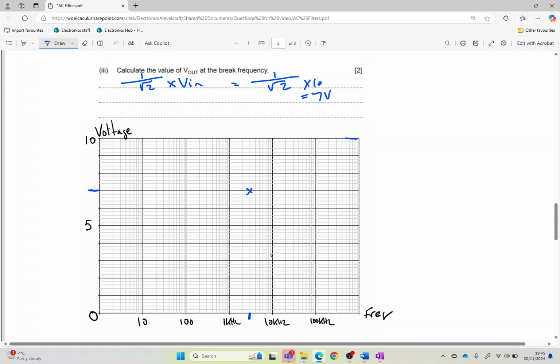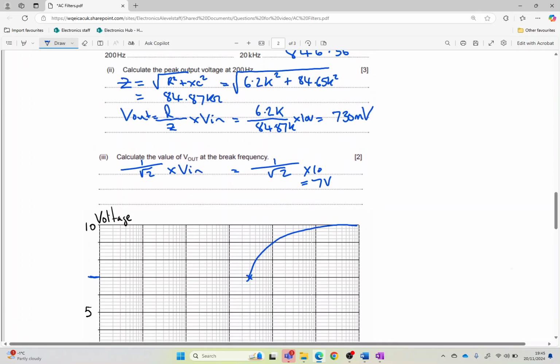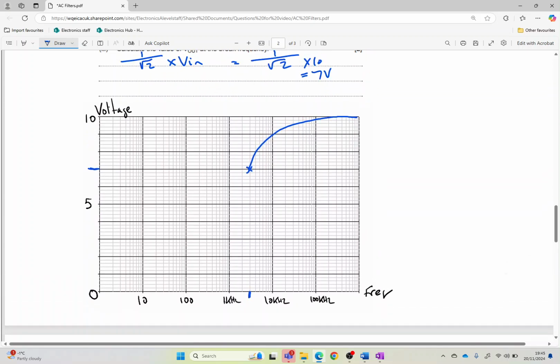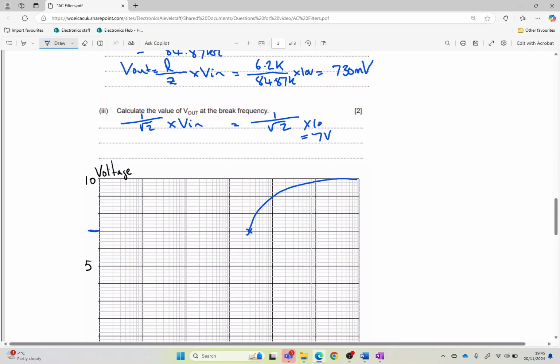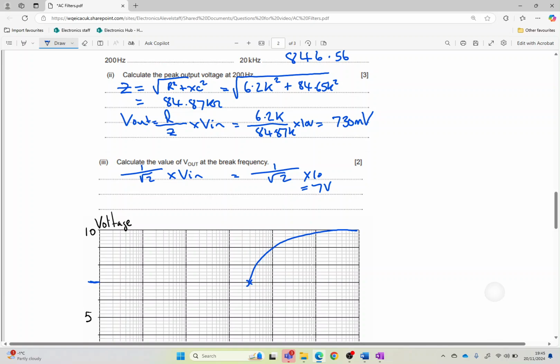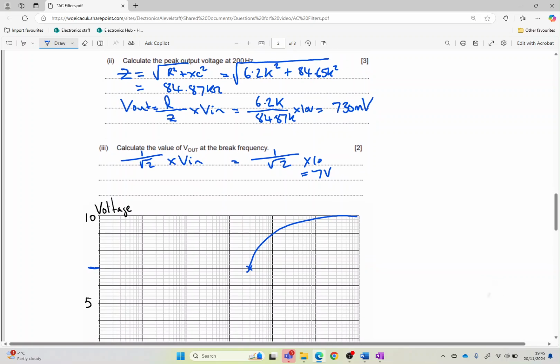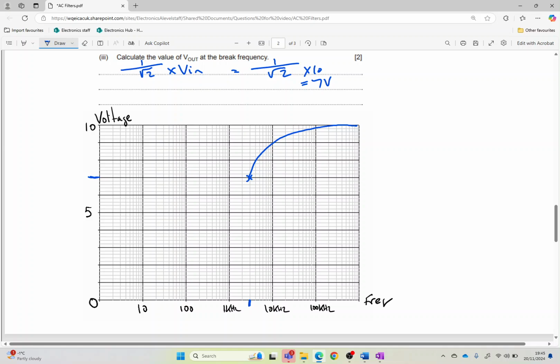What we've got there is we're coming in like so. We can actually plot another point if we wanted to. I haven't looked at the mark scheme. I think this is only worth 3 marks, so I don't think it was actually wanting you to put that in, but we can plot the point at 200 hertz if we wanted to, because we know we've got 730 millivolts. So there's the 200 hertz. If that's 1 volt, 2, 4, 6, 8, we're going to have a point around about there. So then we're going to have a line like so.